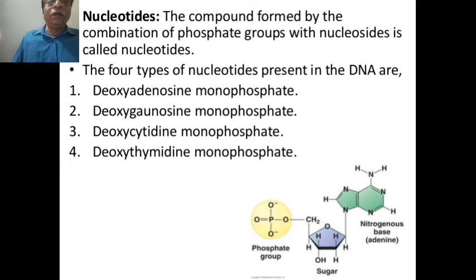The nucleotides of DNA. Since 4 nucleosides are there in DNA, 4 nucleotides are formed. The 4 nucleotides of DNA are: deoxyadenosine monophosphate, deoxyguanosine monophosphate, deoxycytidine monophosphate, deoxythymidine monophosphate.